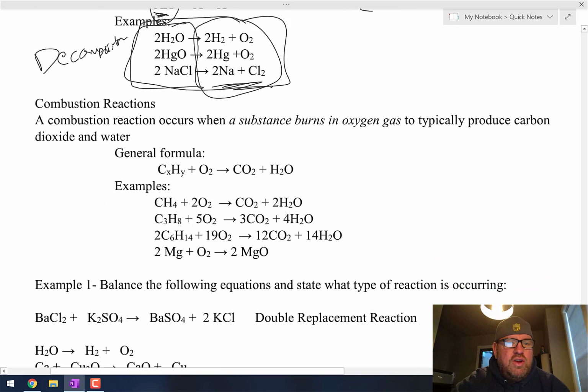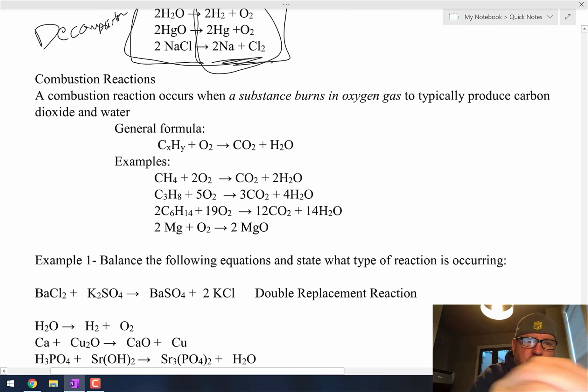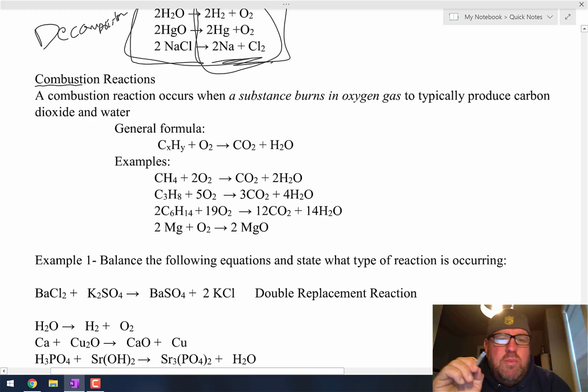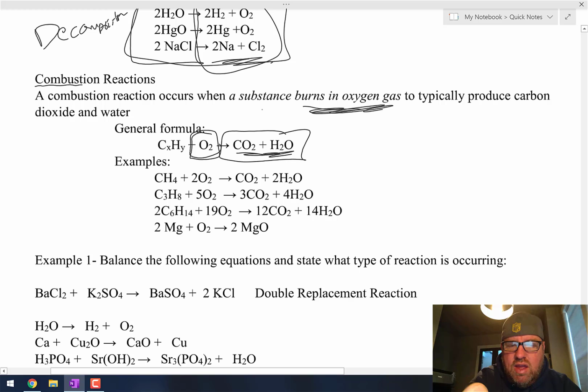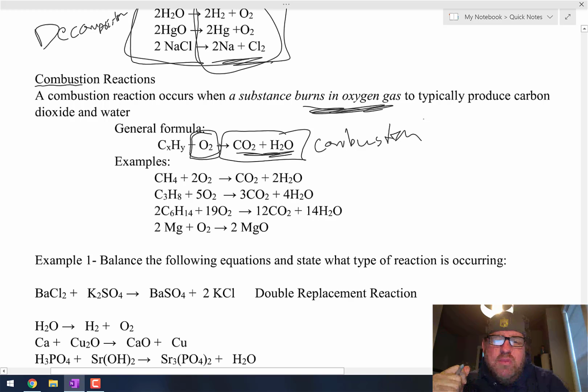Okay, the third type is called a combustion reaction. And when something combusts, it means it burns, and it reacts with oxygen. Okay, it burns in oxygen gas. Okay, and again, usually when it happens, it's going to produce carbon dioxide and water. That's a real easy way to identify a combustion reaction. If you see O2, and then you see CO2 and H2O on the product side, 100% of the time, that's going to be a combustion reaction. I shouldn't say 100% of the time. 99% of the time, it's going to be a combustion reaction.